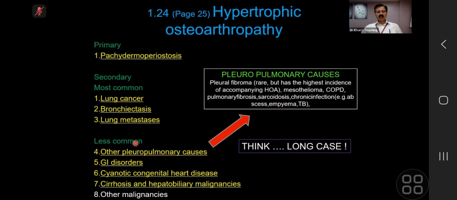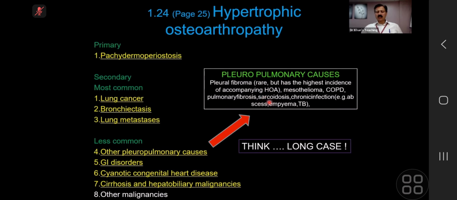Now, if you see the less common causes, among the less common causes you have got so many, and pleuropulmonary causes: pleural fibroma, rare but has the highest incidence, mesothelioma, COPD, fibrosis, sarcoidosis, chronic infection like TB, etc. Now, what is the next question? Think like an examiner.